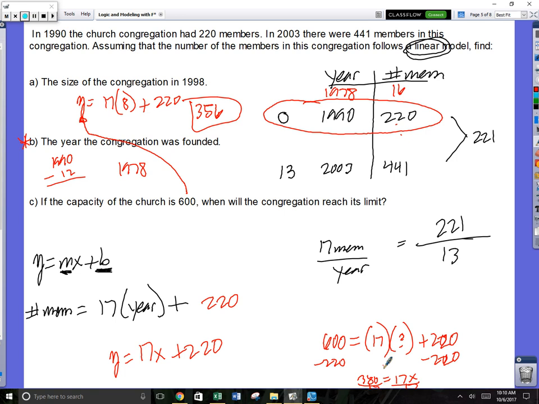380 divided by 17. And it is approximately 22.35 years from 1990. So if I take 1990 and I add 22.35 years, that takes me to 2012.35.